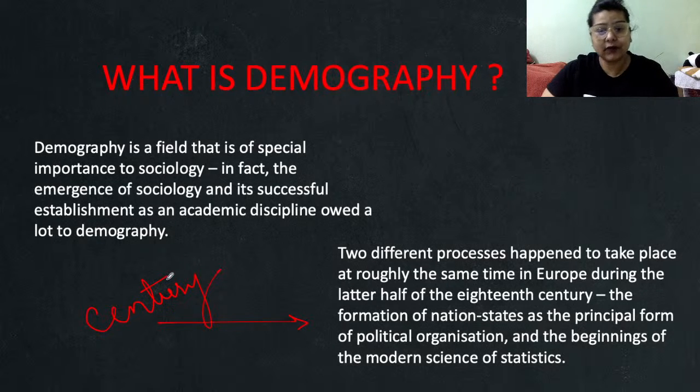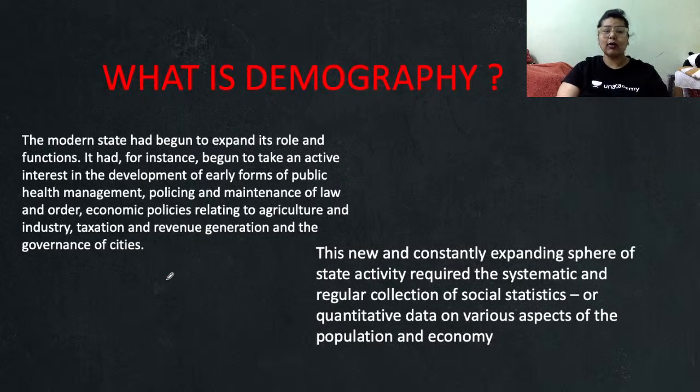Okay, the formation of the nation states as the principle of political organization, and the beginnings of the modern science of statistics. This played a major role as well. Now, the state had begun to expand its role and function. It had begun to take an active interest in the development of early forms of public health management, policing, and maintenance of law and order. Now, economic policies related to agriculture and industry, or taxation and revenue generation, of course, these were also a part of the demographic structure in terms of the governance of cities.